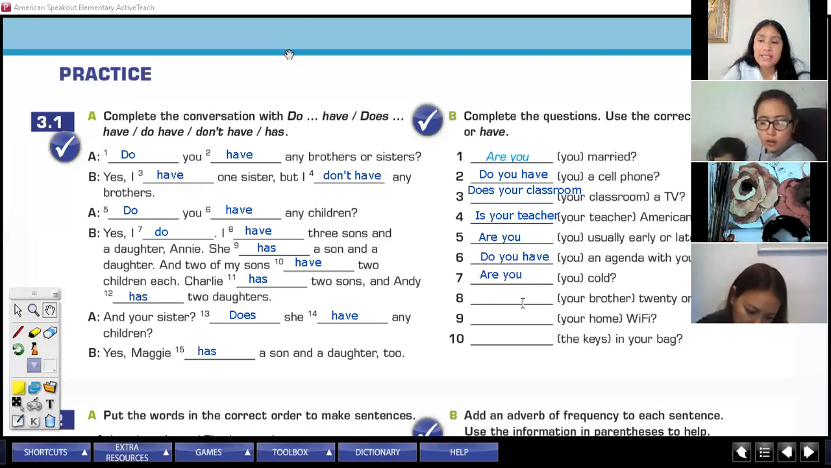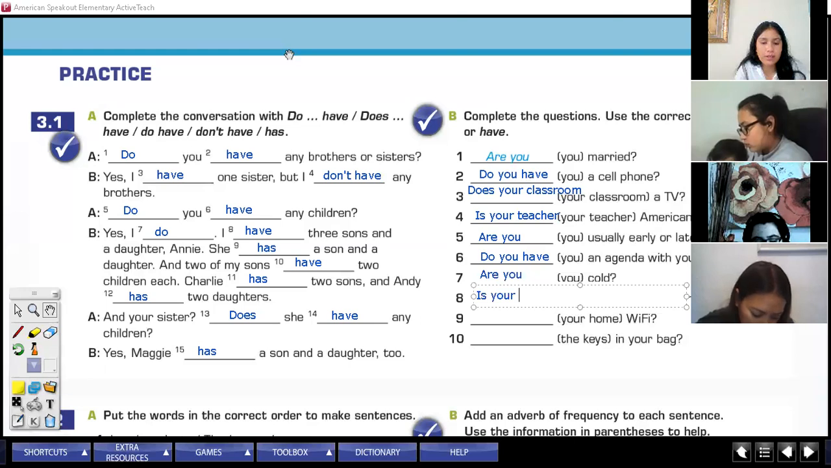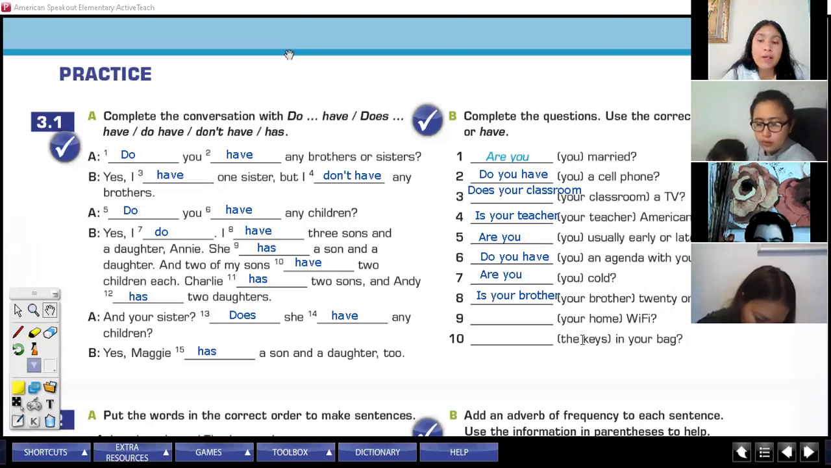Number 8 says, your brother 20 or 22, 21, sorry. We're talking about age. So, is your brother 20 or 21? Excellent. Is your brother 20 or 21?